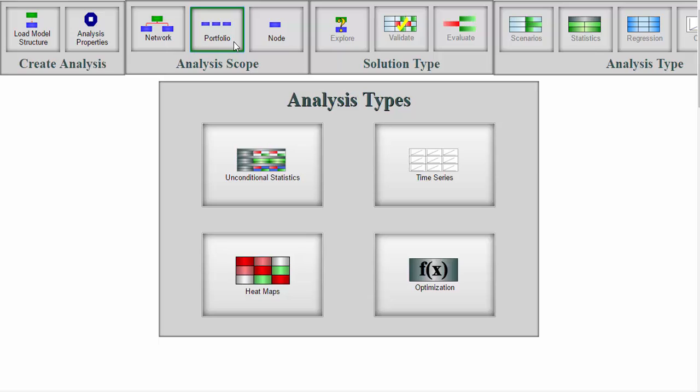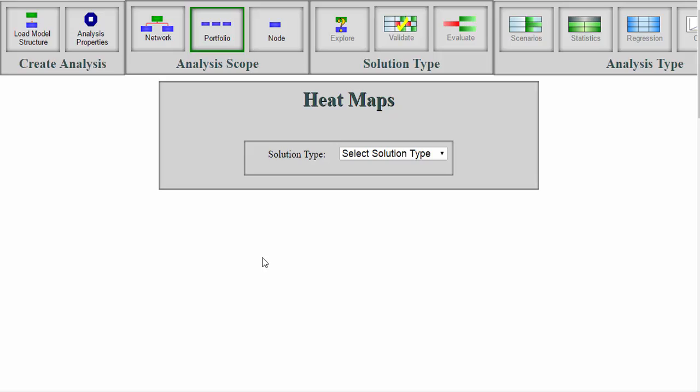Note, the unconditional statistics and time series analyses are the same as those explained in the unconditional analysis guide, but applied to the portfolio instead of individual nodes. Therefore, this guide omits a discussion of these options. Click on Heat Maps. Select Explore as the solution type.